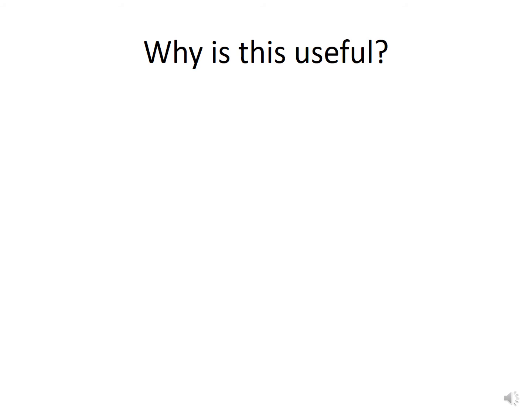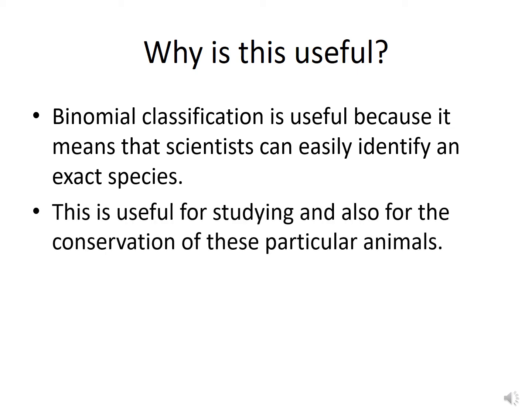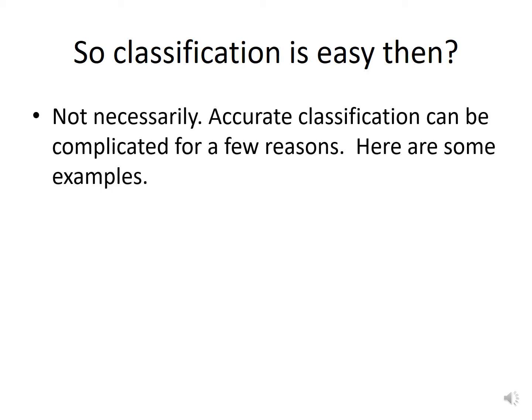So, why is this useful? Binomial classification is useful because it means that scientists can easily identify an exact species. This is useful for studying and also for the conservation of these particular animals. So, would you say that classification is easy then? Well, no, not necessarily. Accurate classification can become complicated for a few reasons.